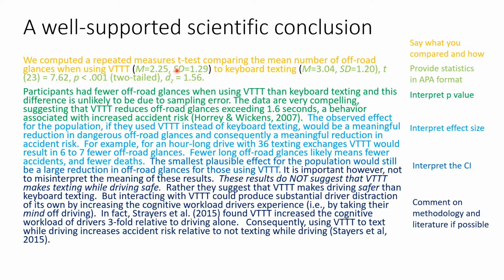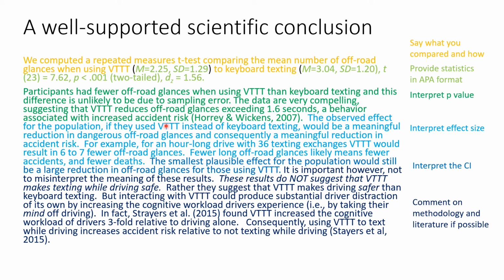Here's the mean for the voice-to-text technology, the mean for the keyboard texting. You ran a t-test. It had 24 people in it, and this is the degrees of freedom, so it's 24 minus 1. Here's your obtained t. Your p is less than 0.001. Tell them that it's a two-tailed test, and then report your D. Notice how I reported the D. I'm telling them which kind of D I used here with the subscript Z.